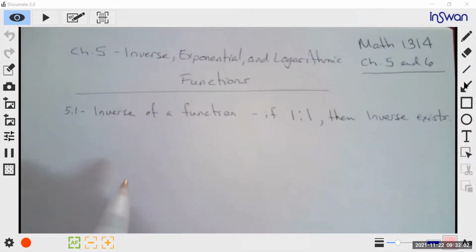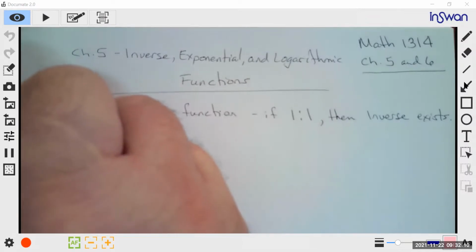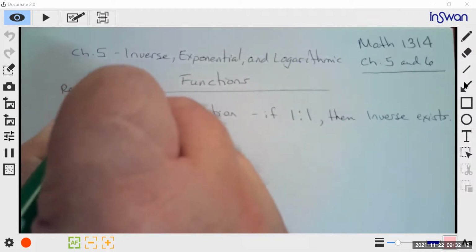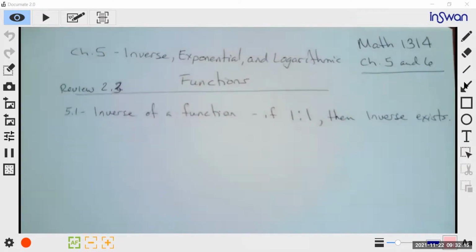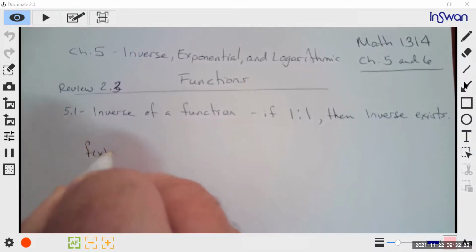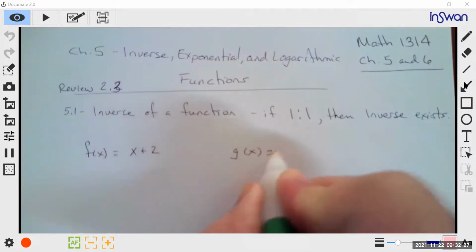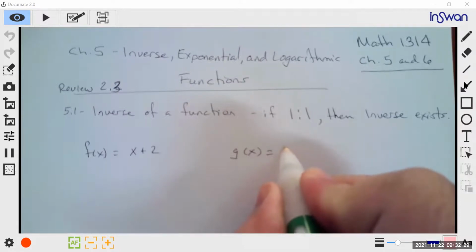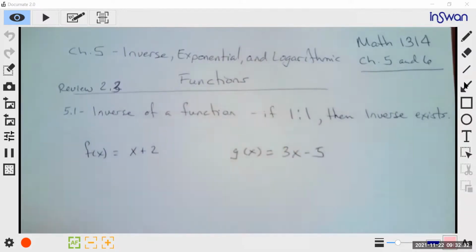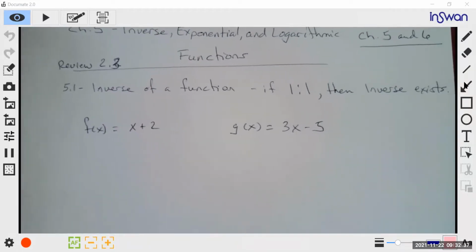To begin with, you have to remember a couple of things. First, we have to review chapter 2, section 3. That was the composite function one. So if I had f of x equals x plus 2, g of x equals 3x minus 5, then I could take a composite function.